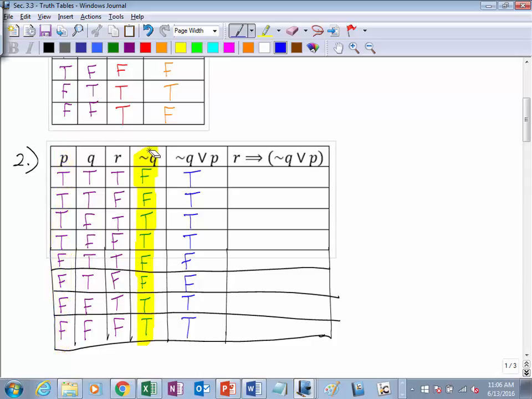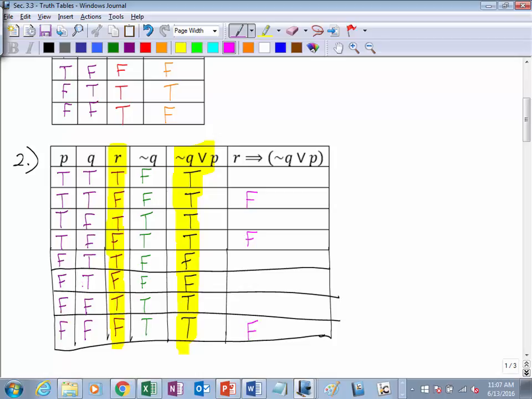And then R implies not Q or P. So then I'm going to focus on the R column and this column right here. Okay, so the only time the implication is false is when the first one is false and the second one is true. So that would be on the second line, it's false. On the 4th line, that's false. And on the last line, that's false.